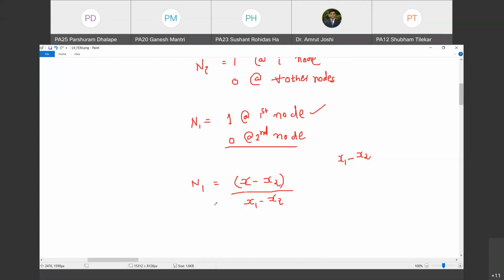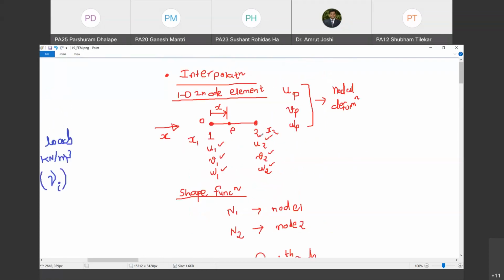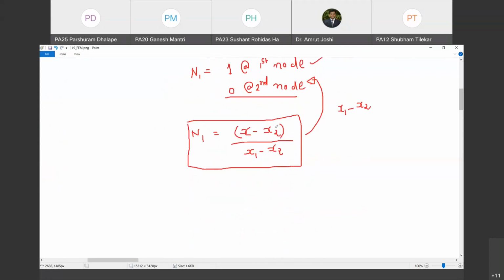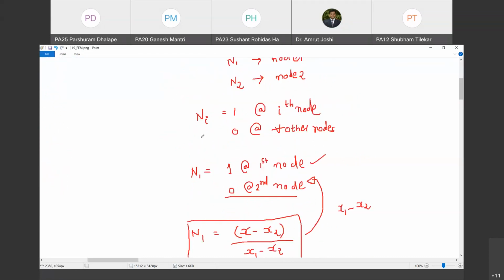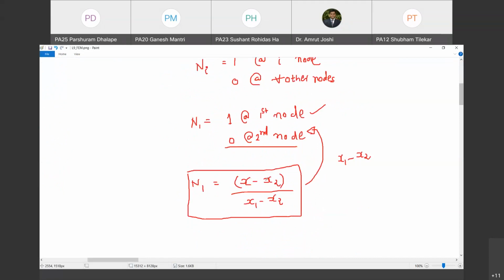देखो, now, if I define n1 in this fashion, does it satisfy both the conditions that I put forward for n1? देखो दोनों से condition satisfy हो रहा है. When I am at node 2, the value of x coordinate is x2. So x2 minus x2 becomes 0, numerator becomes 0, n1 becomes 0. When I am at node 1, x coordinate is x1. So if I substitute x equal to x1 here, it is x1 minus x2 upon x1 minus x2, which is 1. So therefore n1 becomes 1 at the first node. So both the conditions are satisfied. I will denote this as the shape function for node 1. Do you agree with me?